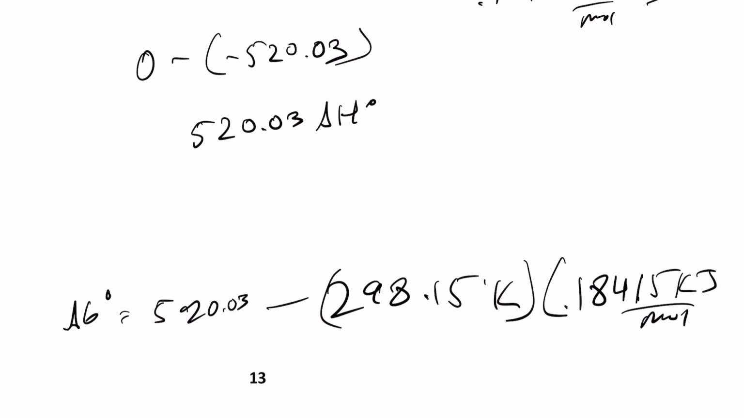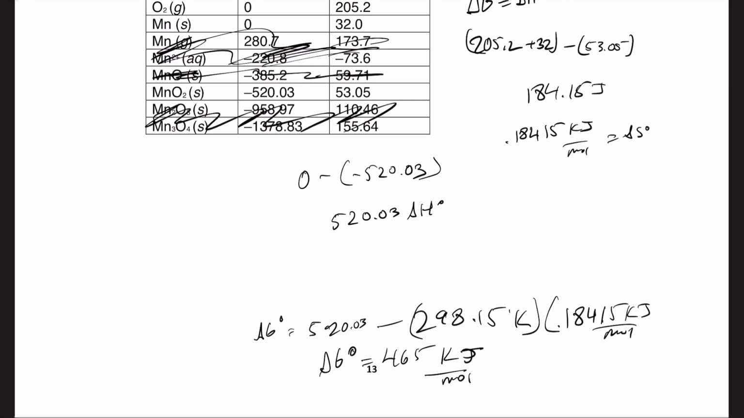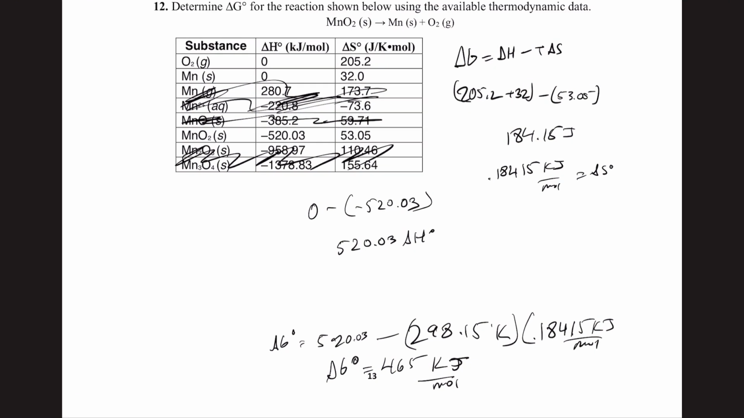All right, delta G standard. So that's what we're solving for. Let's put it in the calculator. 520.03 minus 298.15 multiplied by 0.18415. This is how you make mistakes on the test. And you get an answer of 465 kJ per mole. Wow, that's quite non-spontaneous, if you ask me. Is that good in terms of sig figs? Yeah, it's good in terms of sig figs.